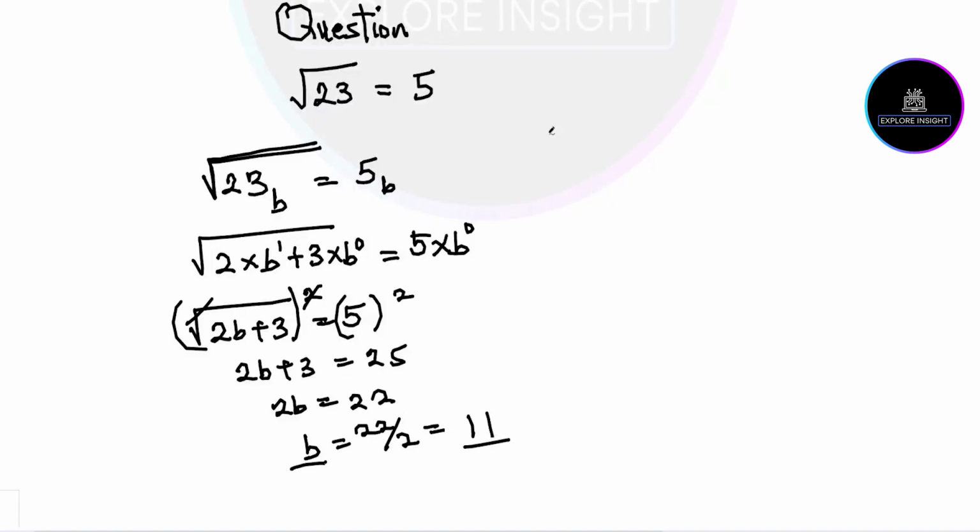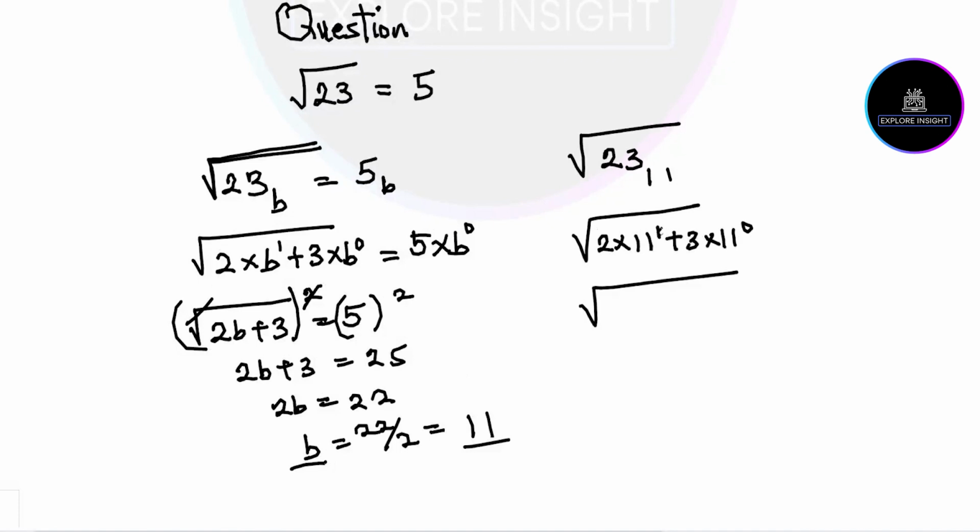So we can tell that the base value for this is 11. Would you want to reconfirm? Let's go ahead and reconfirm. We have 23 given the base of 11. So we have 2 times 11 raised to power 1, plus 3 times 11 raised to power 0. 11 raised to power 1 is 11, times 2 is 22, plus 11 raised to power 0 is 1, and 3 times 1 is 3. So 22 plus 3 is 25. What is the square root of 25? Definitely it's 5.